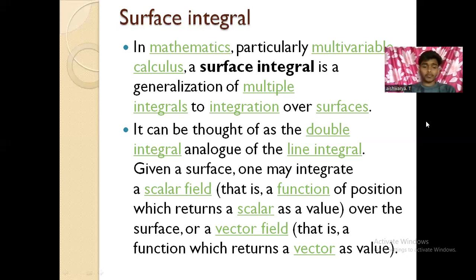And in particular, in multivariable calculus, the surface integral is a generalization of multiple integrals to integrate over surfaces, and it can be thought of as the double integral analog of the line integral. Given a surface, one may integrate, right?